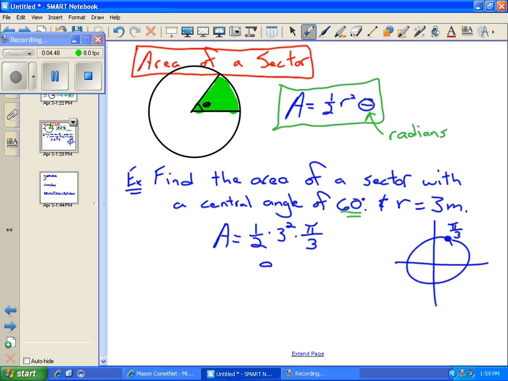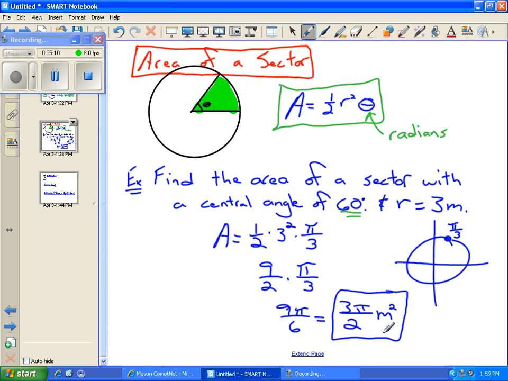So here we got 9 over 2. Okay, when I square 3, that's 9. It's over the 2 from the 1/2 and times pi over 3. That gives me 9 pi over 6, which reduces to 3 pi over 2 square meters, because we're dealing with area. So we got square meters.